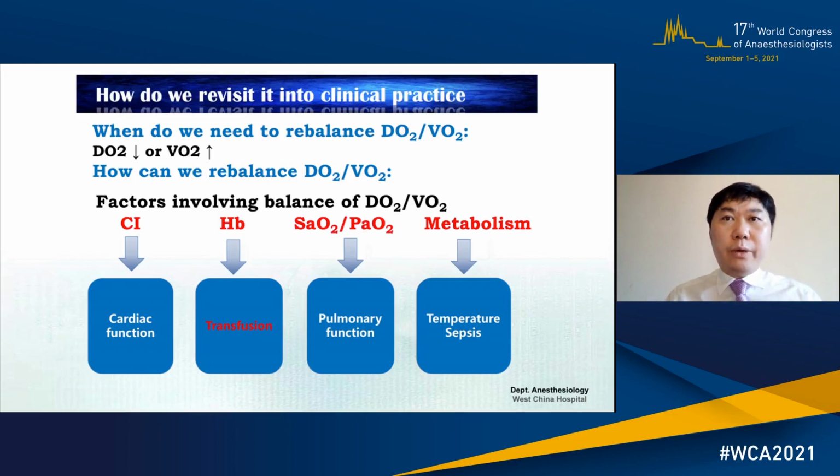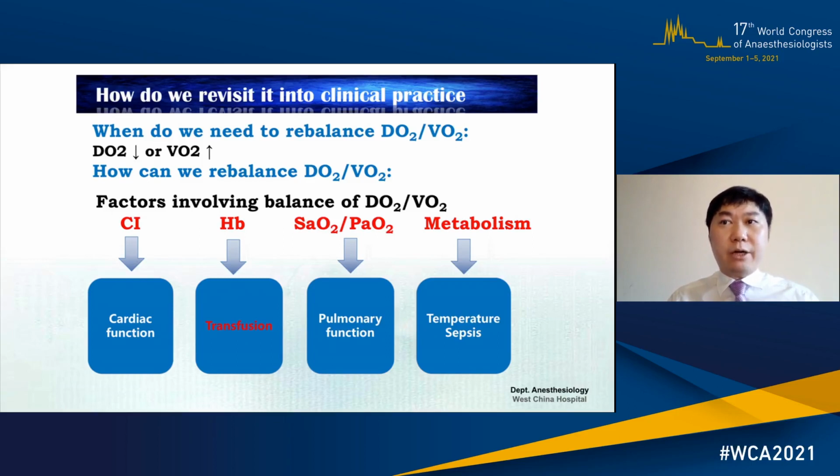But how do we relate this knowledge into clinical practice? Here comes a question. When do we need to rebalance oxygen delivery and consumption? The answer is when the balance is broken. That is, oxygen delivery decreased or oxygen consumption increased. And how can we rebalance oxygen delivery and consumption?